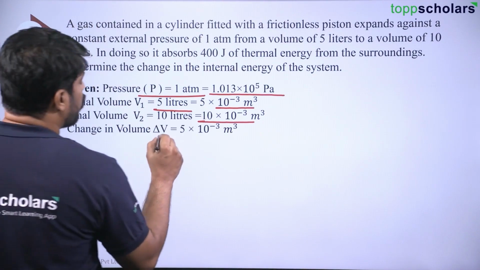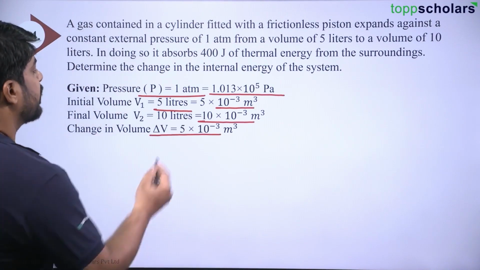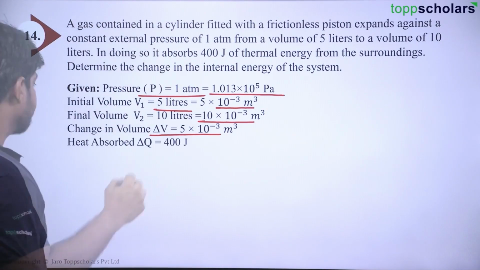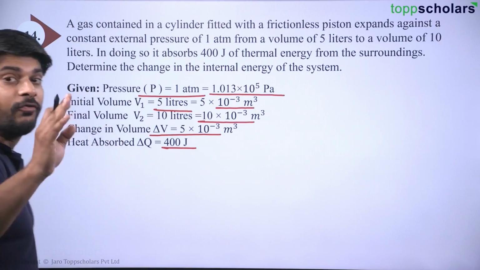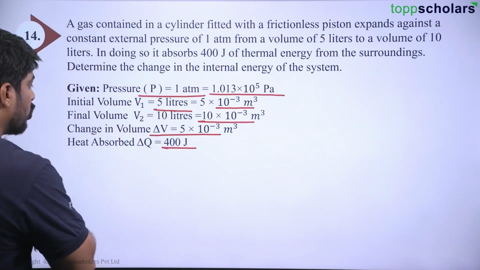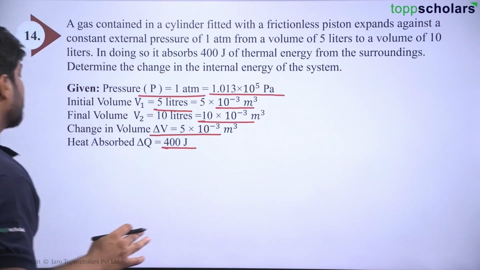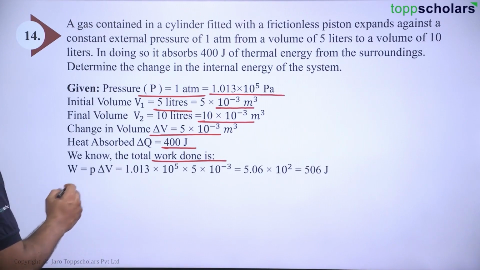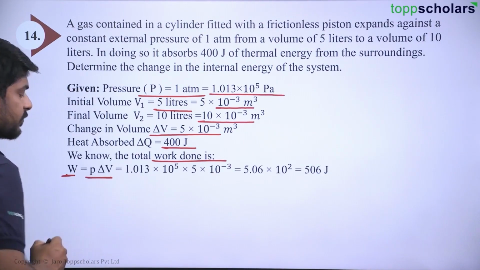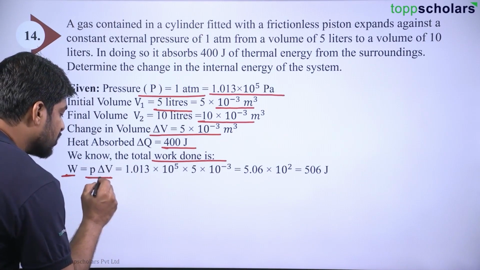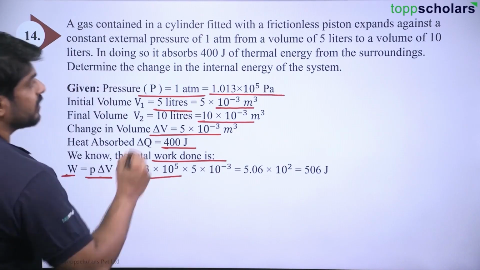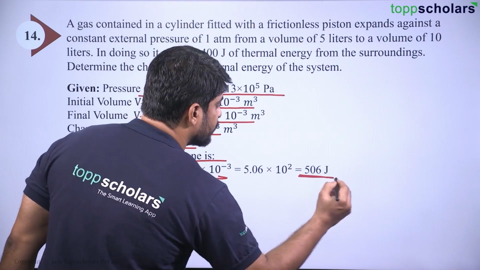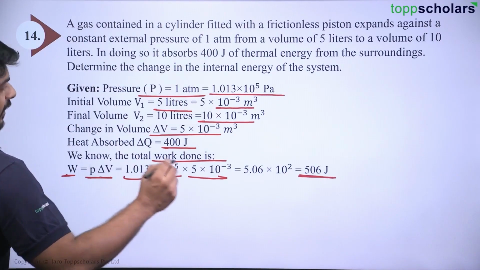Now, the change in volume can be calculated over here. 10 minus 5 is definitely 5 into 10 raised to minus 3 meter cube. So that's the change in volume. Now, heat absorbed over here is how much? 400 joule, isn't it? Now, we know the total work done is, W is equal to P into dV, that is pressure into the change in volume. So pressure is already known to us, change in volume is also given over here. So after calculating, this is the work done, isn't it?